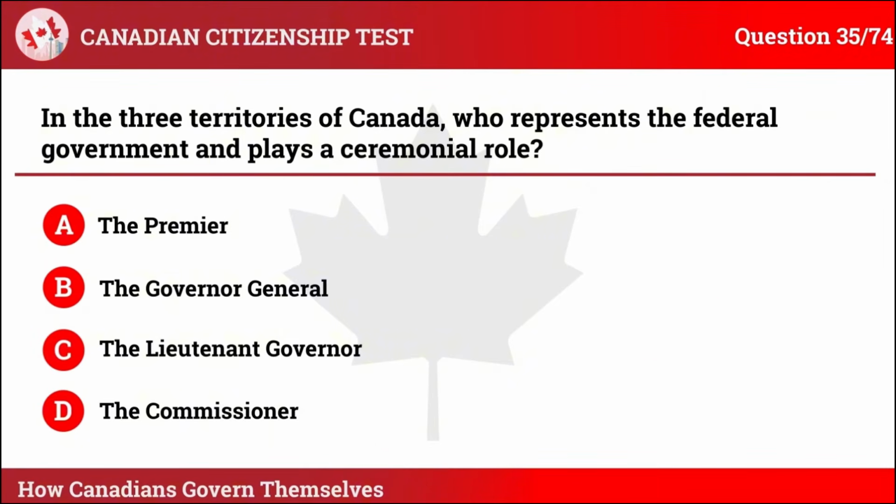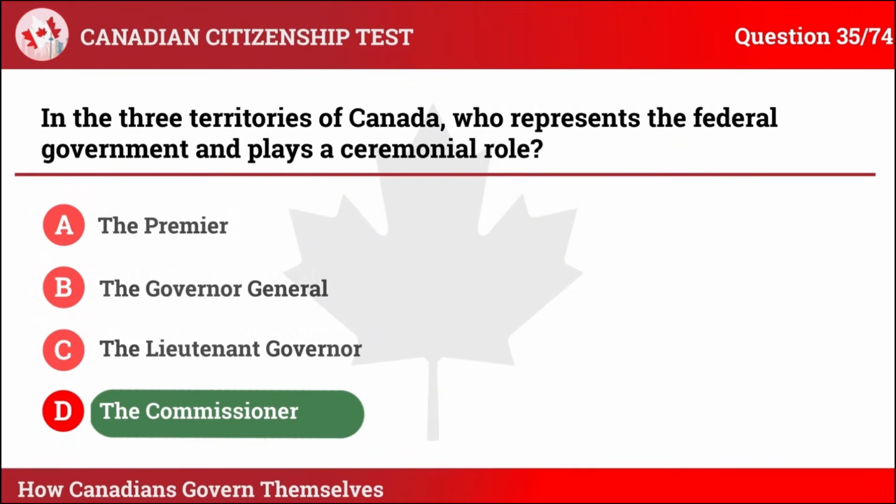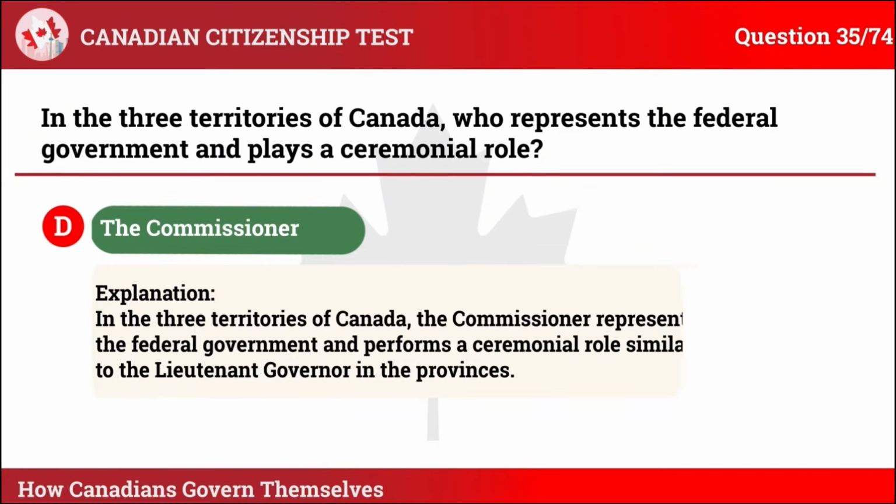The correct answer is D. The Commissioner. Explanation: in the three territories of Canada, the Commissioner represents the federal government and performs a ceremonial role similar to the Lieutenant Governor in the provinces.